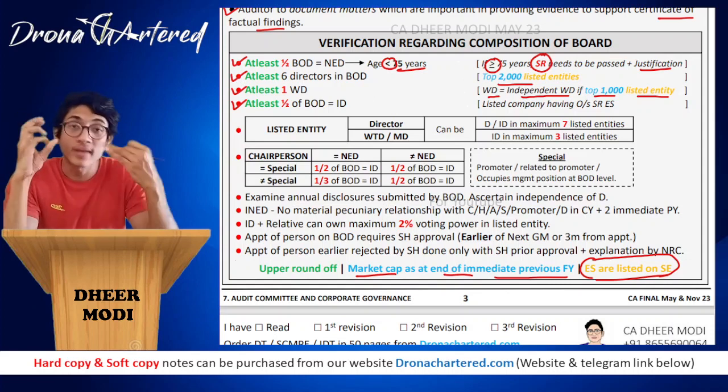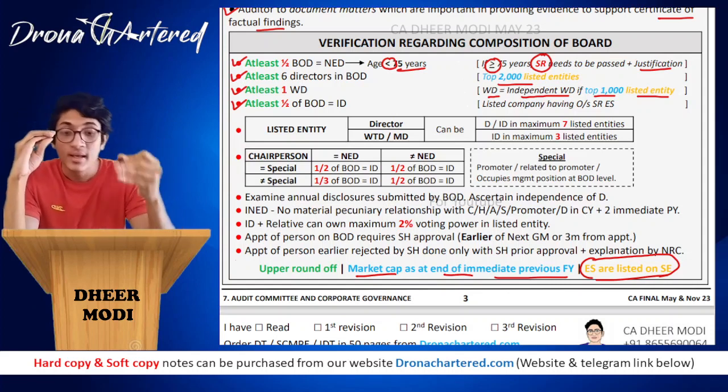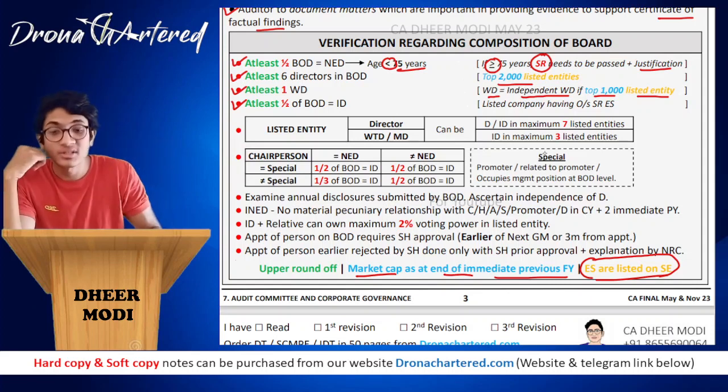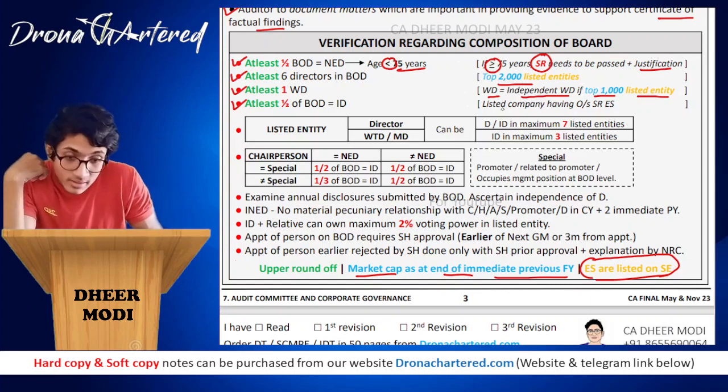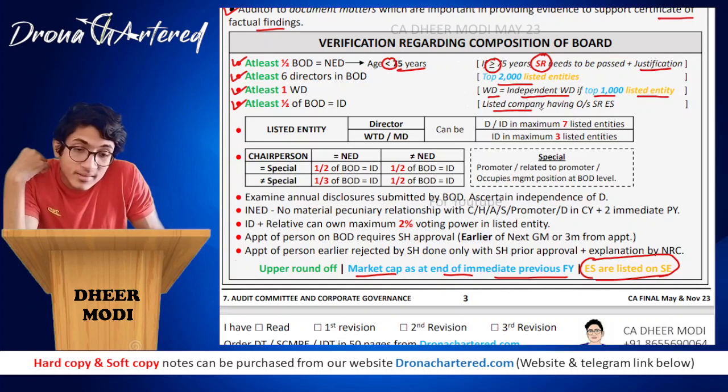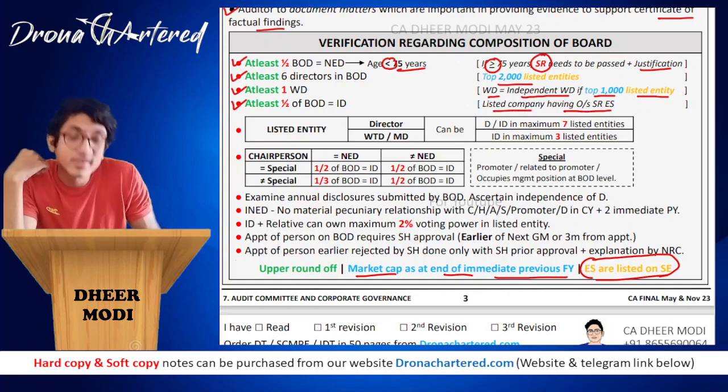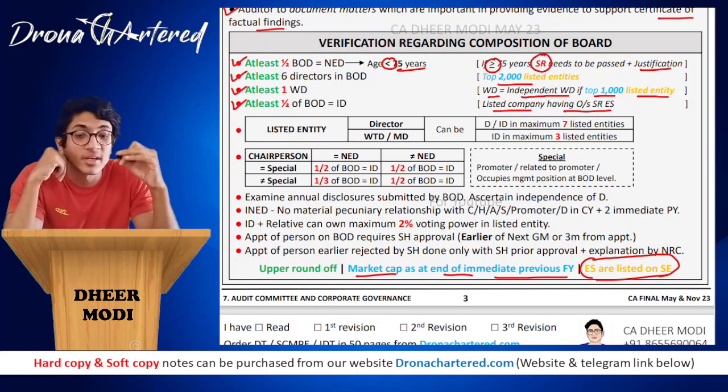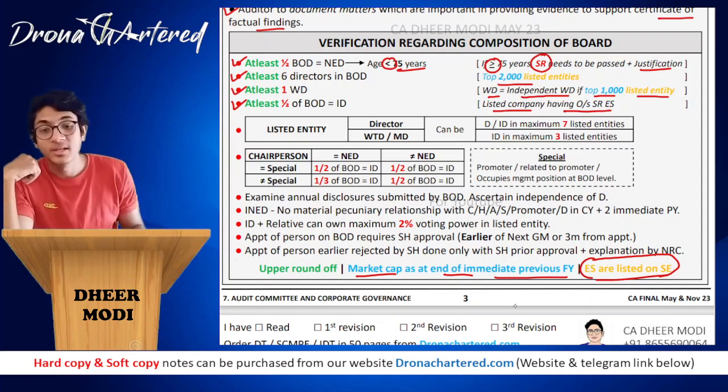Okay, now your next part is at least half of board of directors shall be independent directors. So first we did at least half of board of directors shall be NED. Now we are doing at least half of board of directors shall be independent directors. This is applicable to listed companies having outstanding special right equity share.